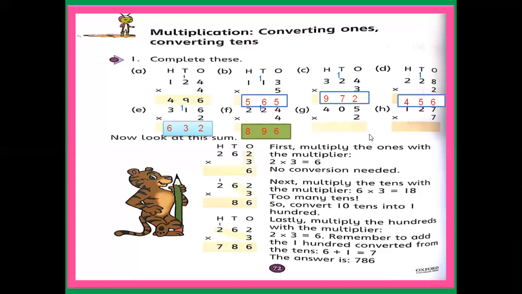G part. 2 fives. So read the table of 2. 2 ones are 2, 2 twos are 4, 2 threes are 6, 2 fours are 8, 2 fives are 10. Okay, so remember this one. When we multiply 2 digits and the next number after that is 0, then no need to write 1 here. Okay, you write the complete answer.